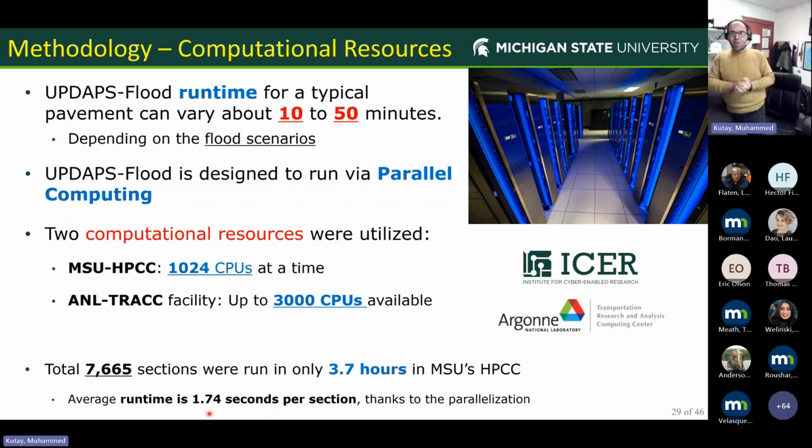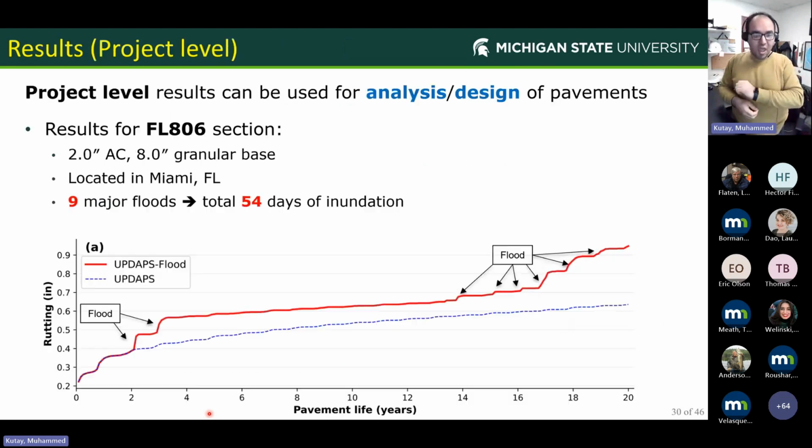So you can run different scenarios in a very short period of time, and this is a very good capability that we have here to run on the network level for the pavements. So now let's talk about the results.